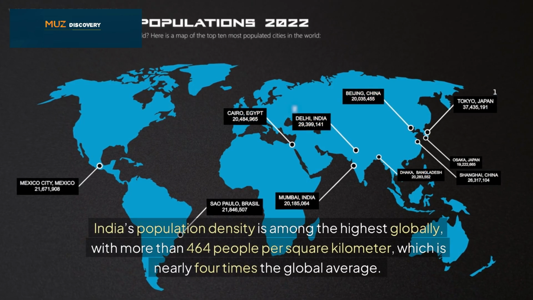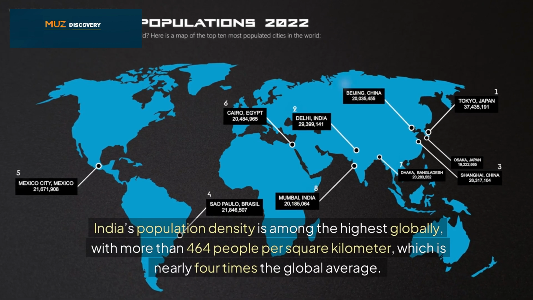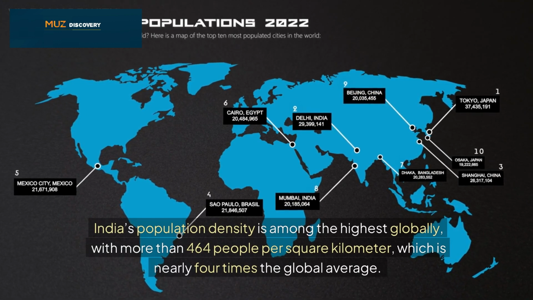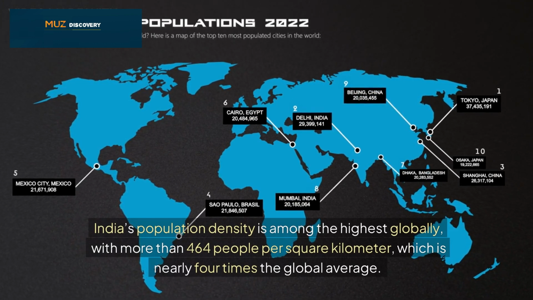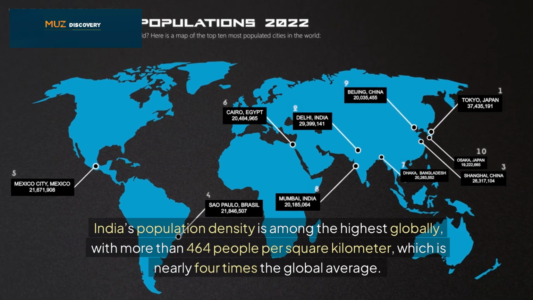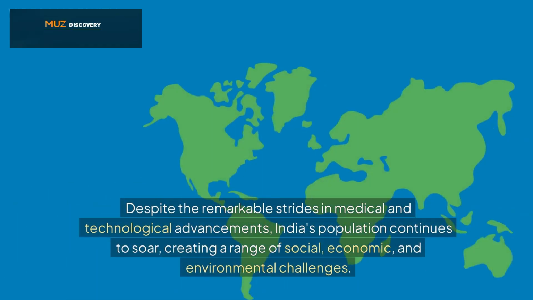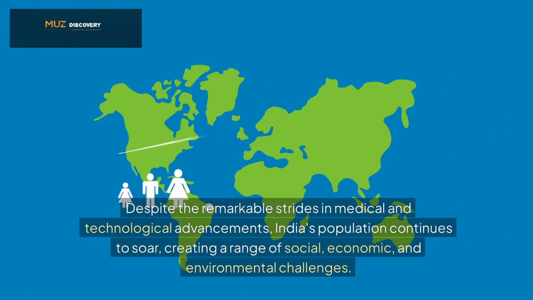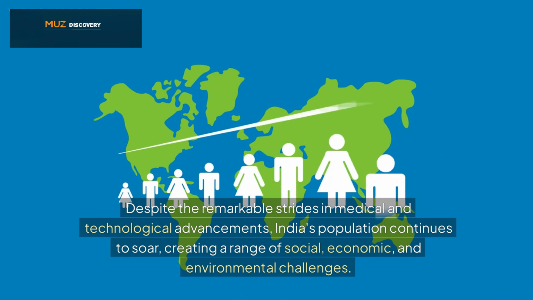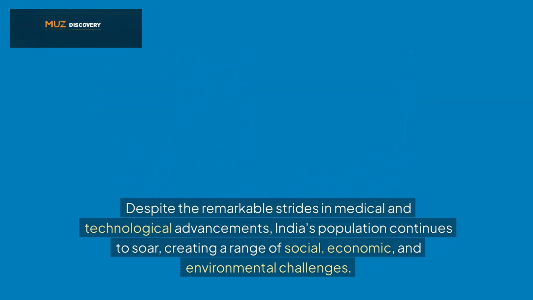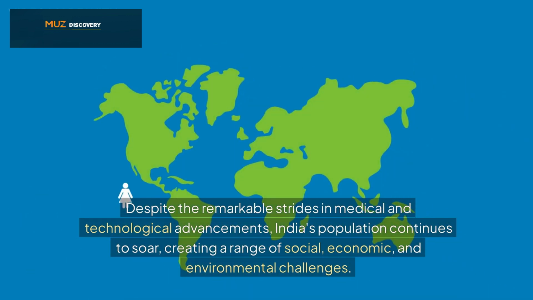India's population density is among the highest globally, with more than 464 people per square kilometer, which is nearly 4 times the global average. Despite the remarkable strides in medical and technological advancements, India's population continues to soar, creating a range of social, economic, and environmental challenges.